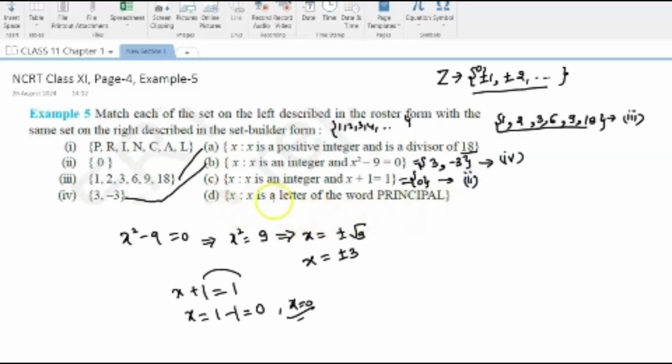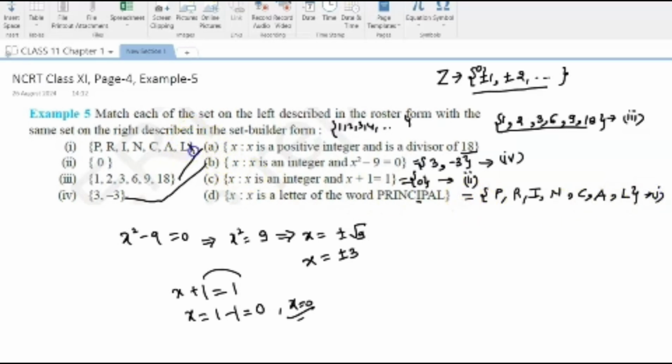And finally, x such that x is a letter of the word principal. So if you want to write it, we have P, we have R, we have I, we have N, we have C, then we have I, but we have already written down I, and we should not repeat. The elements of the set should be distinct. So we'll not write I again, and the same goes for P also. And then we have A, and then finally L. So this is your first option.